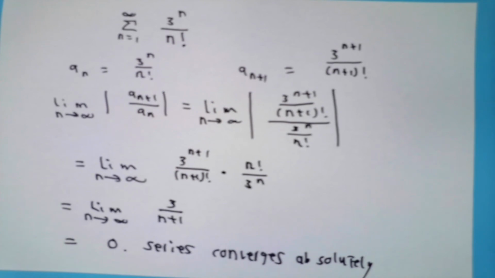n factorial is the product of n and n minus 1, and so on, all the way down to 1. n plus 1 factorial is n plus 1 times n times n minus 1 down to 1. The only factor that doesn't cancel out would be the n plus 1 on the bottom. As n tends to infinity, 3 divided by n plus 1 becomes arbitrarily small, so the limit is 0. The limit is 0, which is less than 1. This series converges absolutely.